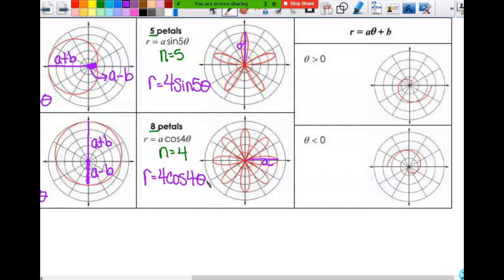What questions do you have? Ask me questions. How do you find the N? It's the number right before theta. Always. Okay? Anything else?